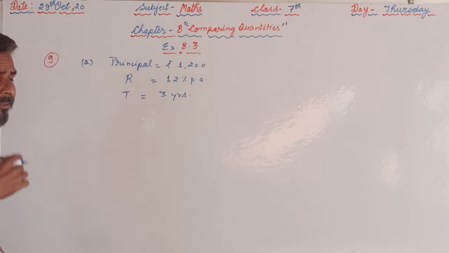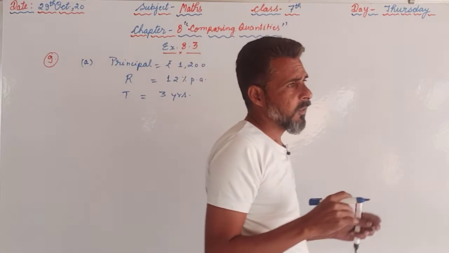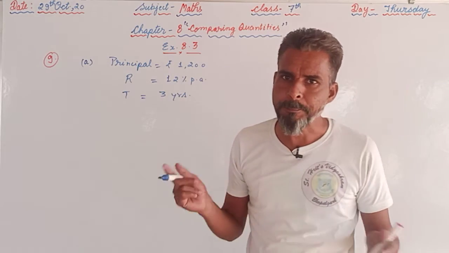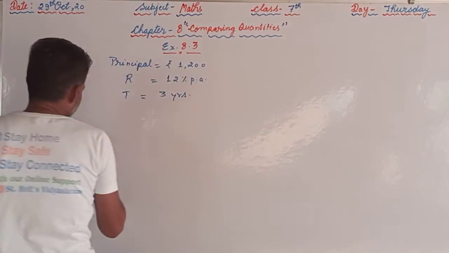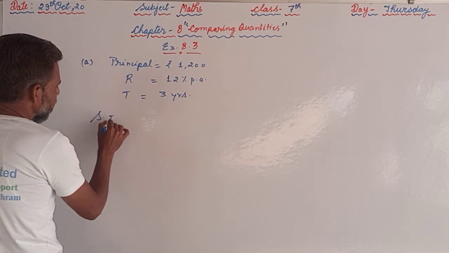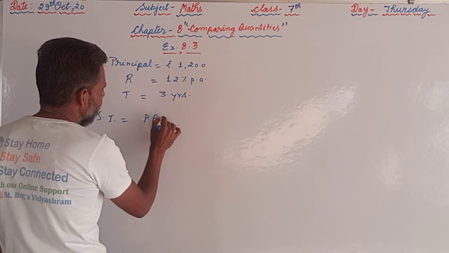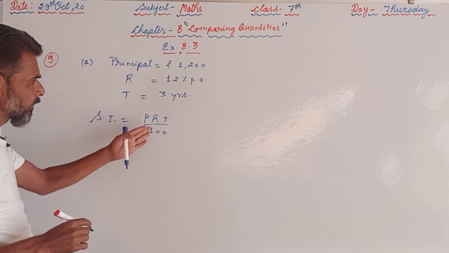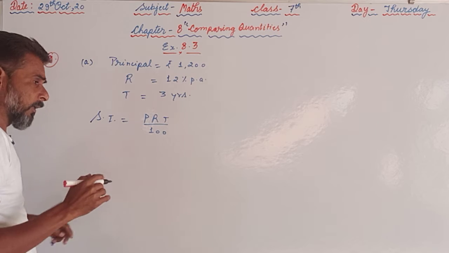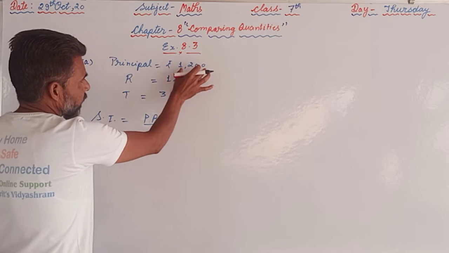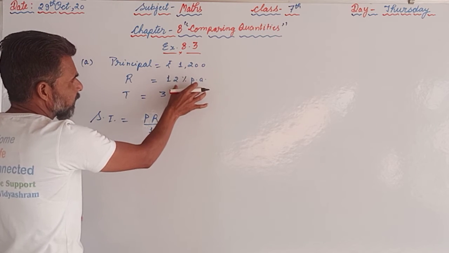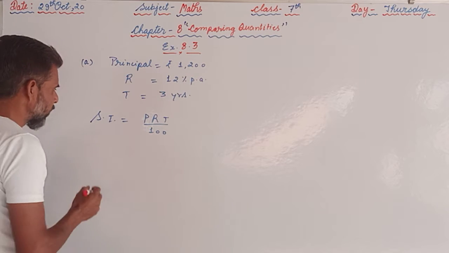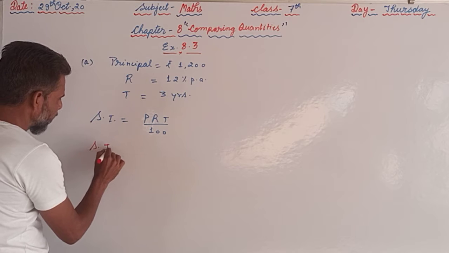Here the compound interest is not mentioned. So if the compound interest is not mentioned, then it is understood that we are supposed to calculate the simple interest only. As we know, simple interest is equal to PRT upon 100. P means principal, R is the rate, and T is the time. And here the principal is given and the rate is given per annum, and the time is given in years. So there is no need to convert anything.